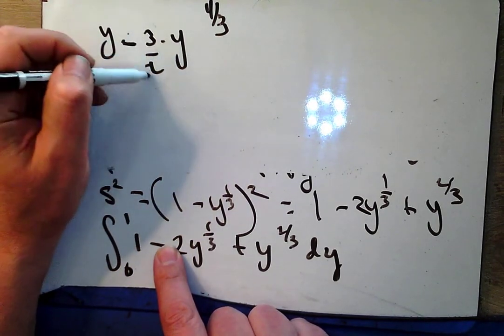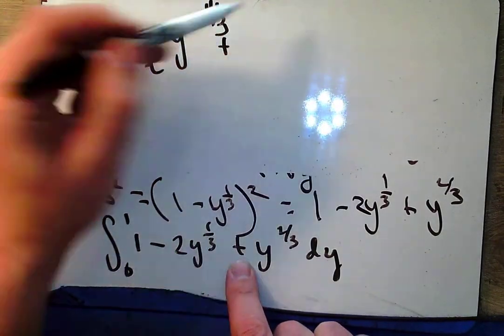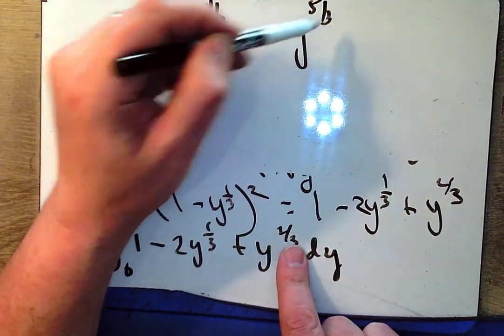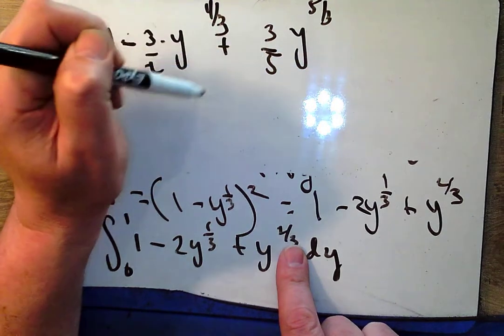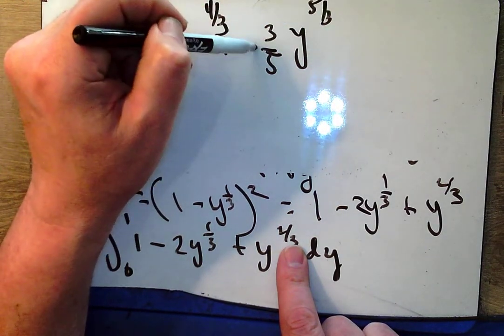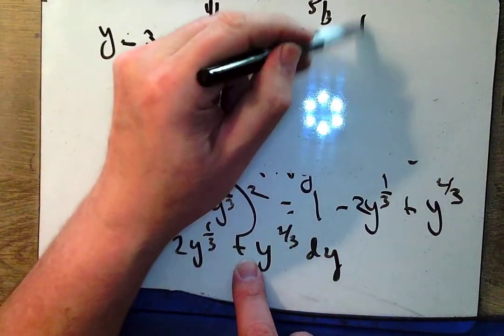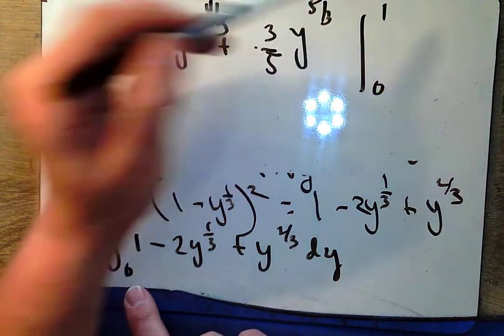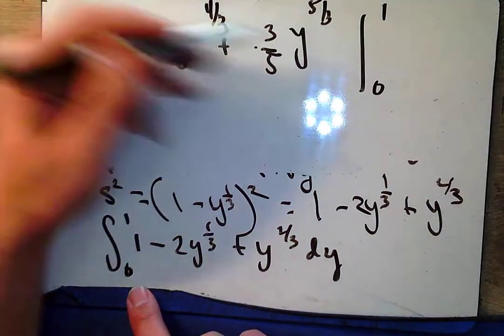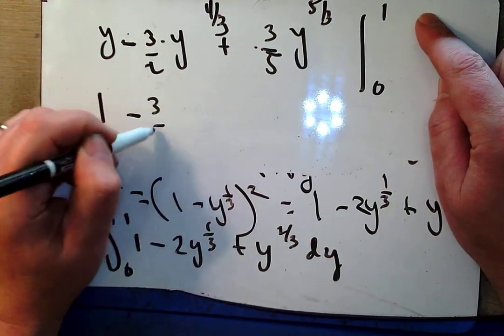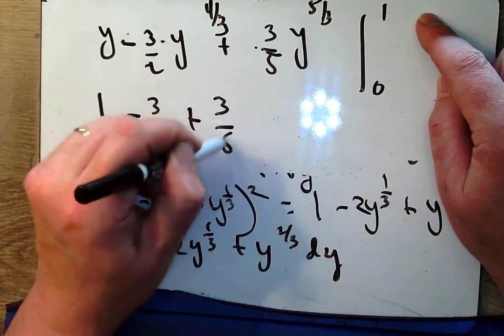So, yep, 3/2 here. And then plus, well, I have to add 1 to this. This is going to be y to the 5/3, which means I need a 3/5 here. So when that 5/3 comes down, the 3/5 cancel and gives me just that positive 1. And we're integrating from 0 to 1. Now, if I plug in 0, that'll go away. If I plug in 1, 1 minus 3/2 plus 3/5.